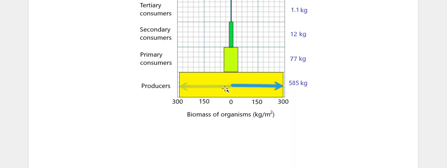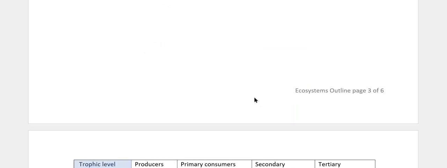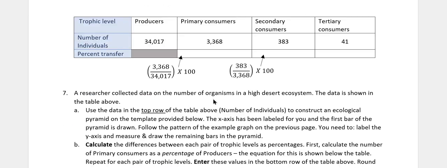So if you look at the level, these are each about 290. And if you double that, that gets you 585. And then here for the primary consumers, again, we split that 77 in half. So about 38 this way and about 38 this way, and total that equals 77. So let's look at how you're going to apply that in the first problem you have to solve.